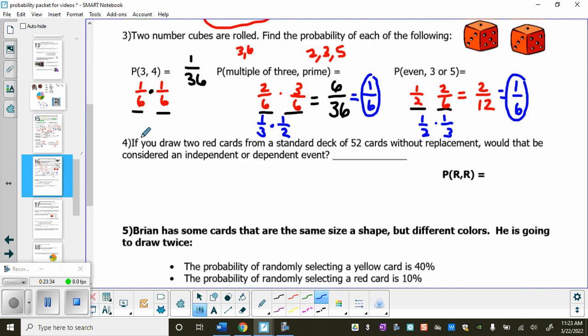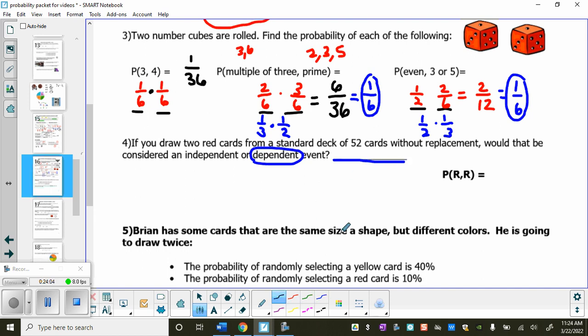And now here we've just got a couple more problems. So for number 4, if you're going to draw 2 red cards from a standard deck and it's got without replacement listed right here, meaning you're not going to put the first card back in, would that be considered an independent or would it be dependent events? Well, if we don't put the card back in, that means there's only 51 cards for that second draw. So we are impacting the event, the second event. So this is going to be dependent. I'm just going to circle it, but you can put that word right here. You can list the word dependent right there.